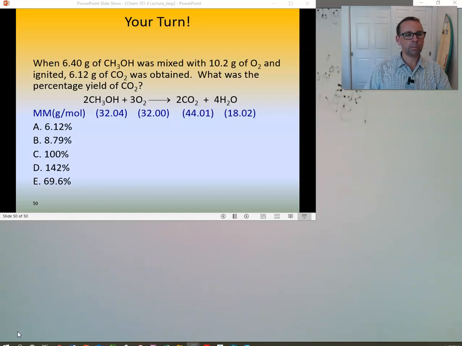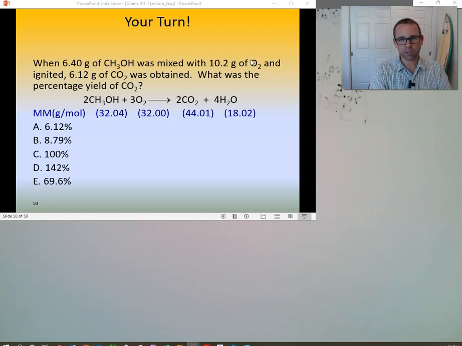All right. What we need to do first is find the theoretical yield. We need to find out how much we theoretically should be able to get given the 6.4 grams of CH3OH and the 10.2 grams of oxygen. This is a limiting reagent problem. After we identify how many grams of carbon dioxide we expect for each of those, the methanol and the oxygen, we find which one is the least, and that'll be our limiting reagent.